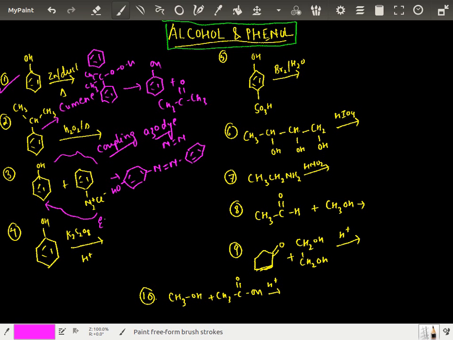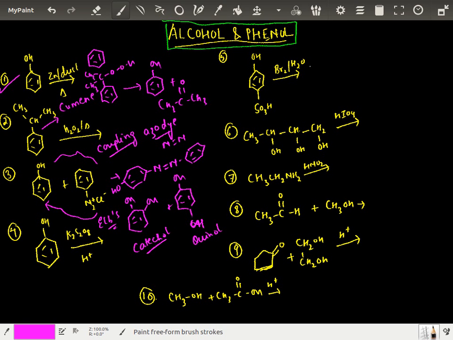Next is the Elbs persulfate reaction. So it creates an additional OH at ortho and para position. This isomer is called catechol, and this is quinol.